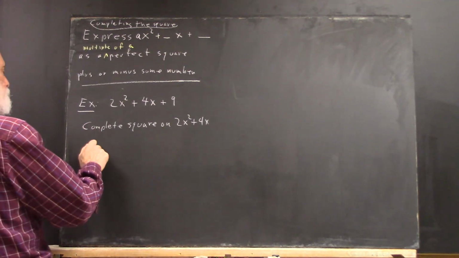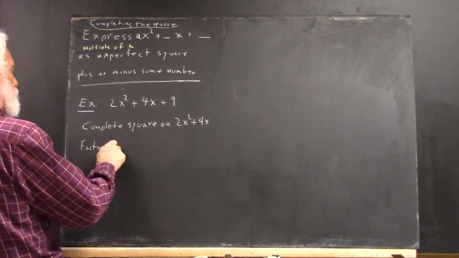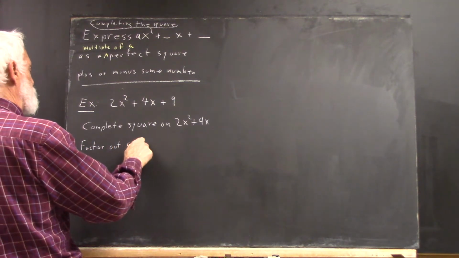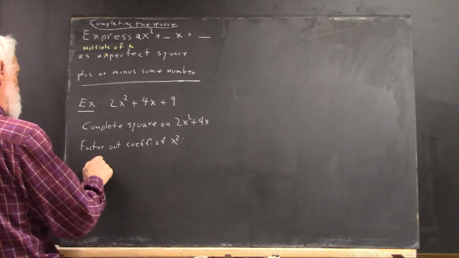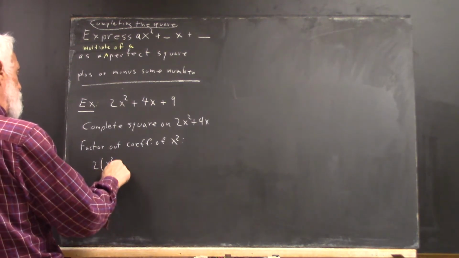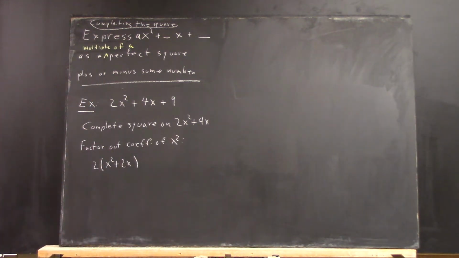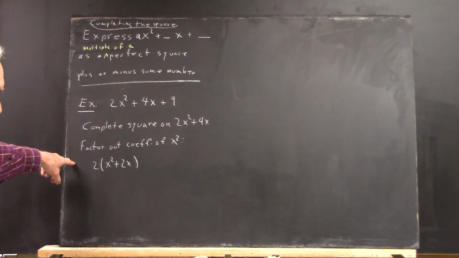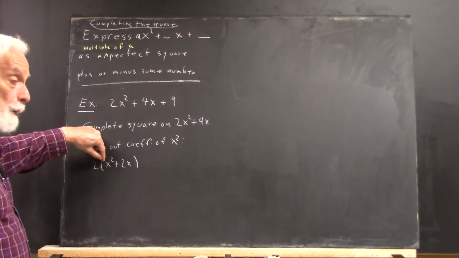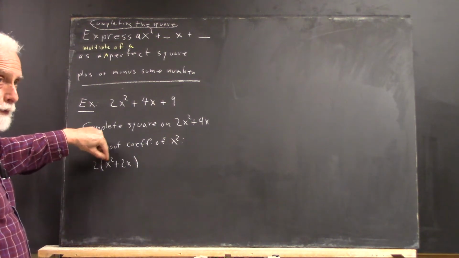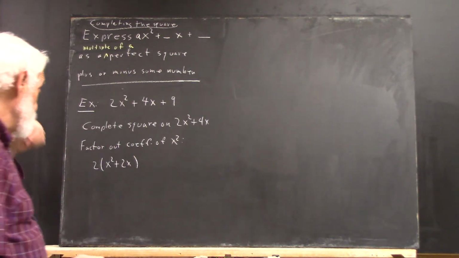What we do is factor out the coefficient of x squared. So we get 2 times the quantity x squared plus 2x. Okay? Then complete the square on the monic polynomial, the expression with a 1 in front of x squared. That's what we mean by monic. Just using what we already know. Okay?